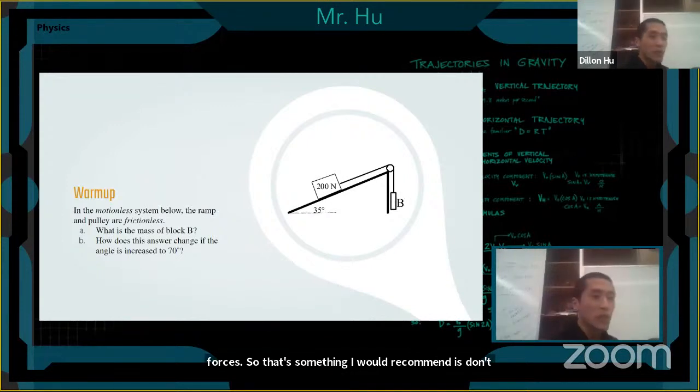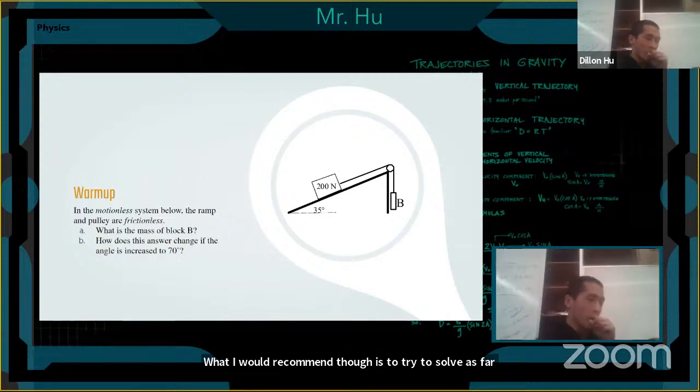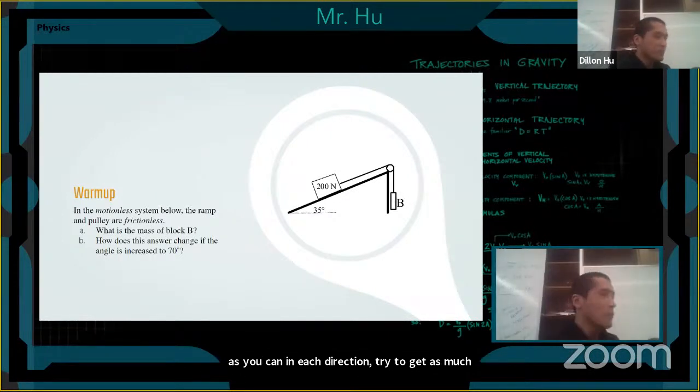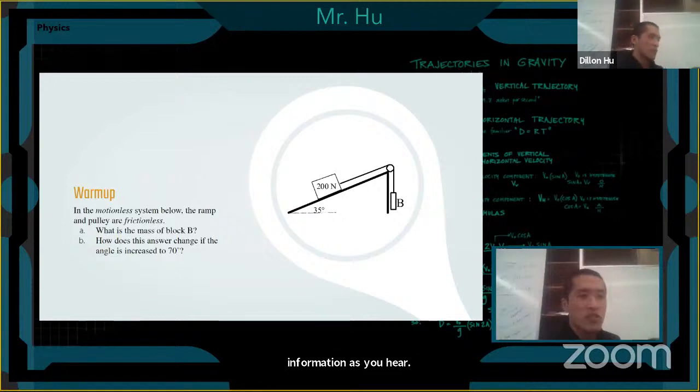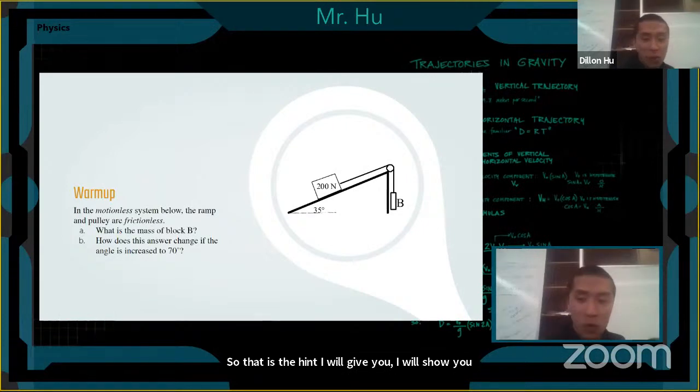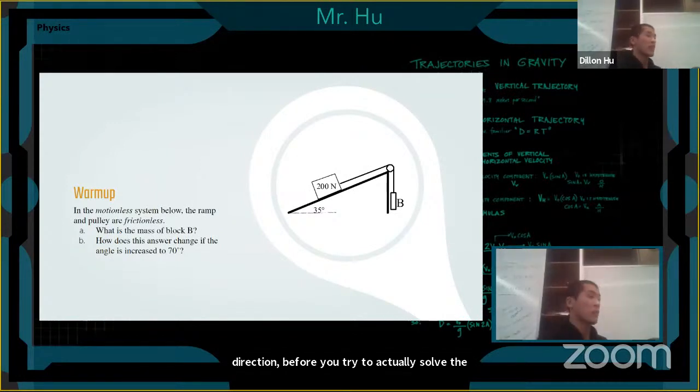Sometimes solving for the forces directly will work. What I would recommend though is to try to solve as far as you can in each direction, and try to get as much information as you can. You're really looking for relationships between these different quantities, and then trying to solve for the forces. So that is the hint I will give you. I will show you what I mean when I do the problem on the board. But for now, try to solve as far as you can in each direction before you try to actually solve for the numerical values of each force.